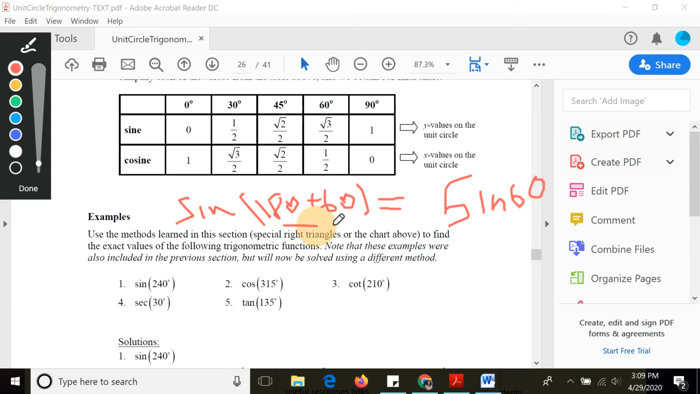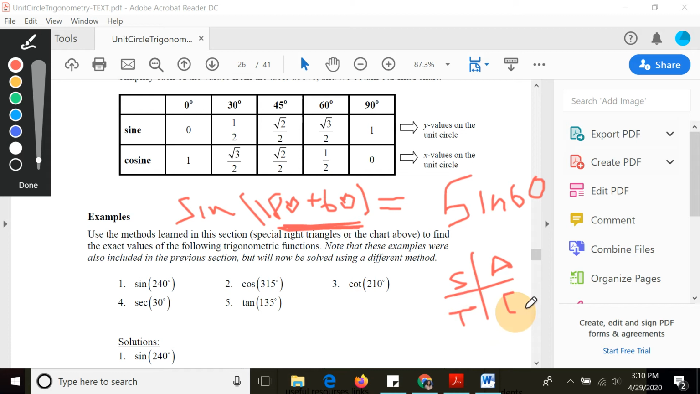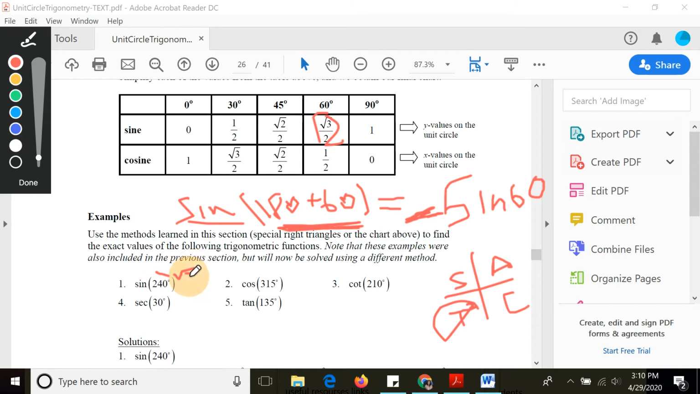Now 180 plus 60 is in the third quadrant. And if you remember, add sugar to coffee, I always remember it like that. So add sugar to coffee, which means in the third quadrant, tan is the only positive one. Sine is negative, which means here you will have minus sine 60. And sine 60 is square root of 3 over 2, which means the value of this is going to be negative square root of 3 over 2.